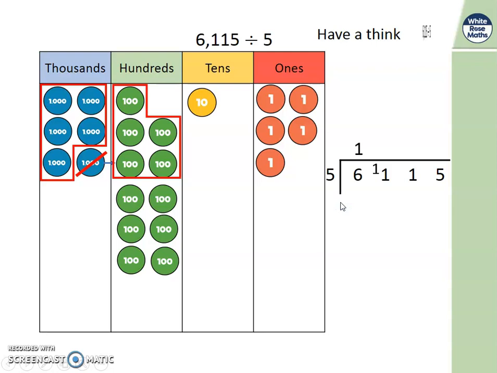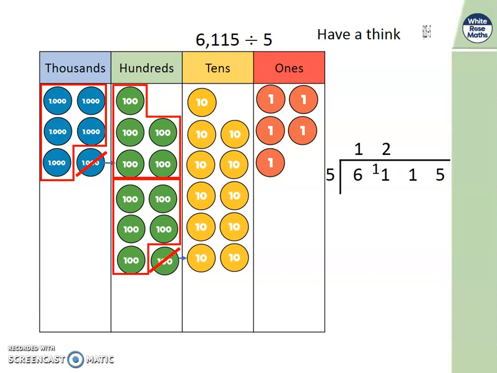We group them into 5, so there's 1 5, 2 5s. So I write the 2 5s there. And it leaves me with 1 of these hundreds. We know what to do now. We cross it and exchange it for 10 10s, which is added to the 1 10 that was already there.